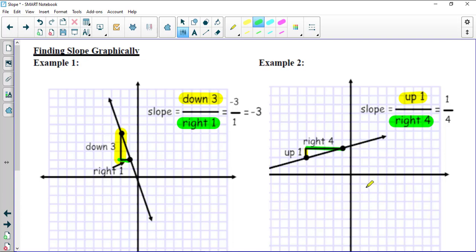Notice how this line is less steep, so it has a smaller slope, in fact a fractional slope, which makes sense here. Now I do want to point out again, you could have gone from the point on the right to the point on the left. That would be down 1 unit, which is -1, and to the left 4 units, which is -4. And -1 over -4 is also equivalent to positive 1/4. So you still get the same slope even if you go down 1 and left 4. You just get 2 negatives, which makes a positive.